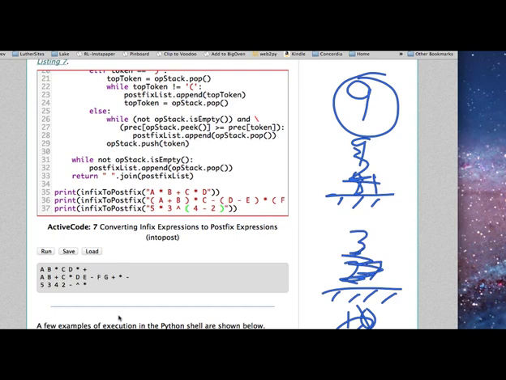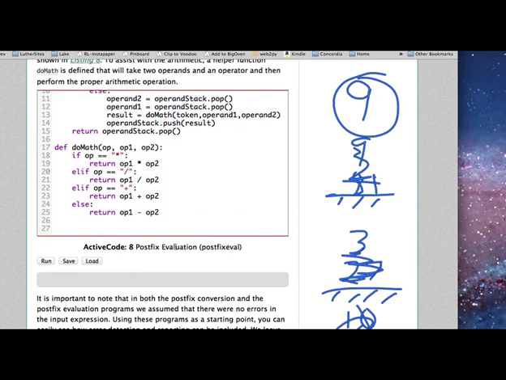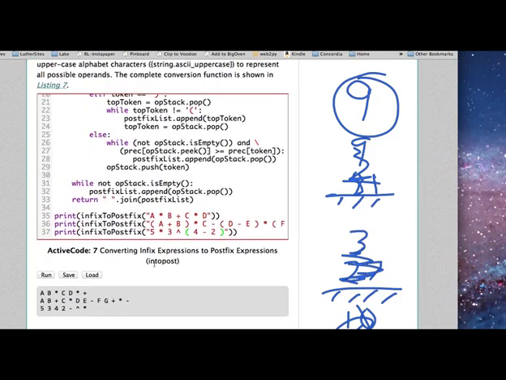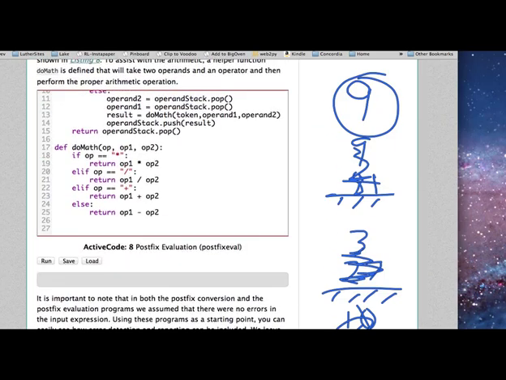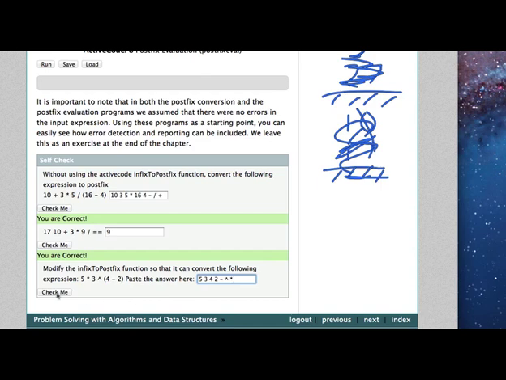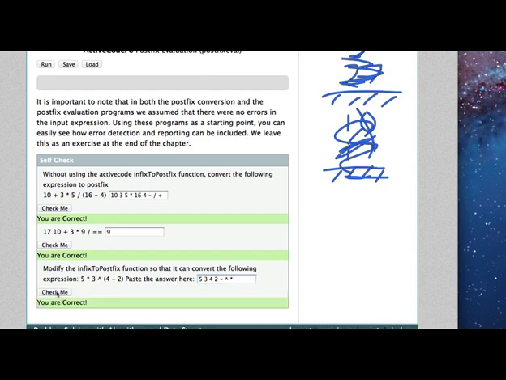All right, so 5, 3, 4, 2. Notice that everything is still in the right order. So we do the subtraction first, which we would need to do. So 4 minus 2 is 2. Then we do the exponentiation, so 3 squared is 9, and then we'll do the multiplication last, which is just in the order that it should be. Okay, so paste in the answer. Check me, and there we go, we're all correct.